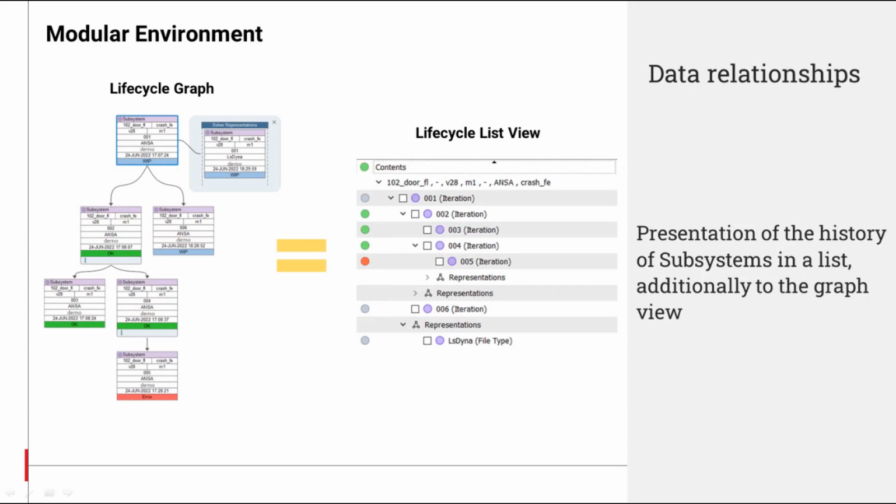in a list. In previous ANSA versions, lifecycle relationships were displayed in the References tab and in the lifecycle graph. Now the lifecycle list view mode comes as a list alternative of the lifecycle graph view.